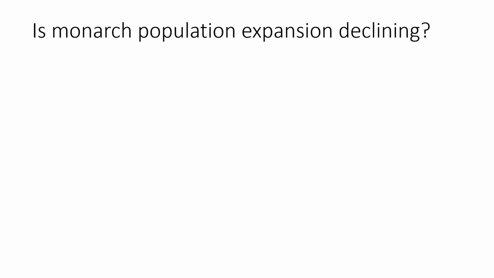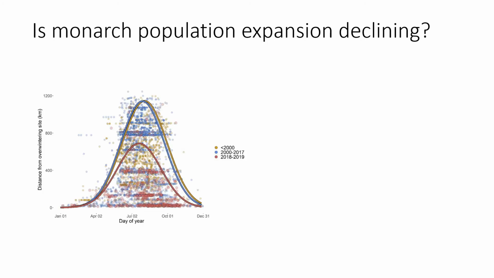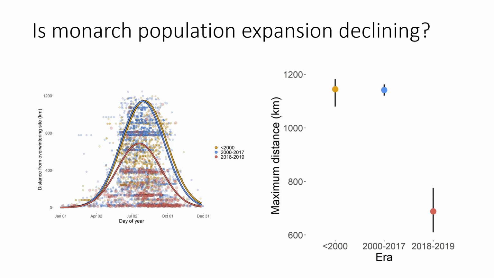So, with all of that work, all of that methods development stuff, is the monarch population range expansion declining? When we look at these curves, it looks like there isn't much difference between the 1900s and the early 2000s, even though we went from millions of butterflies to hundreds of thousands. But there is a pretty dramatic difference starting in 2018. If we go through the math that I was talking about on that last slide, with our bootstrap confidence intervals, we can see that the difference is very significant. This looks pretty bad. It looks like they're traveling almost half the distance that they were before.